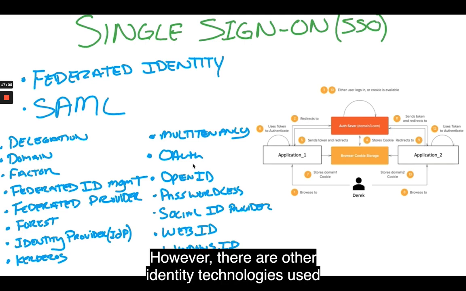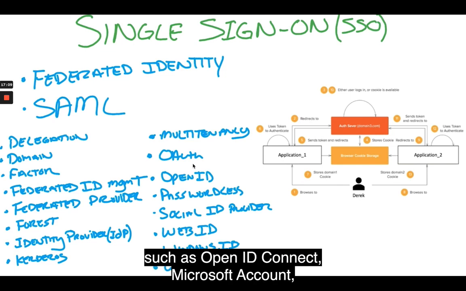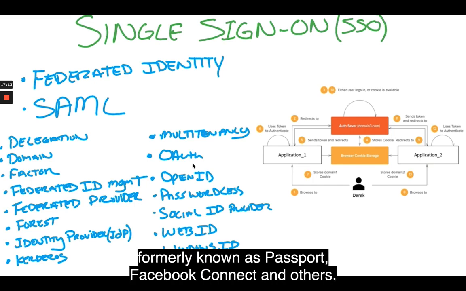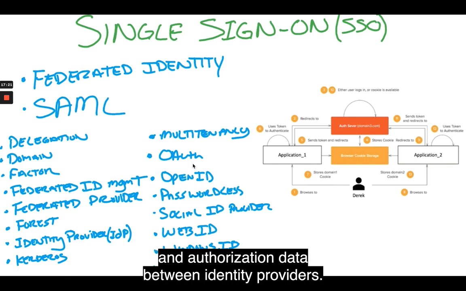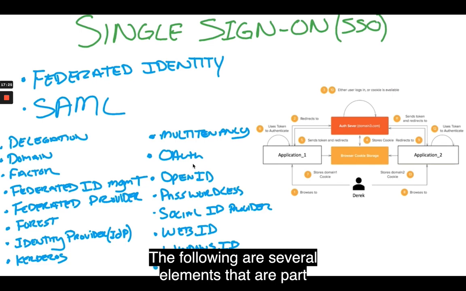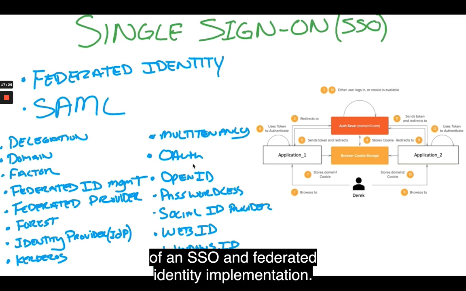However, there are other identity technologies used in SSO implementations, such as OpenID Connect, Microsoft Account, formerly known as Passport, Facebook Connect, and others. SAML is an open standard for exchanging authentication and authorization data between identity providers. The following are several elements that are part of an SSO and federated identity implementation.